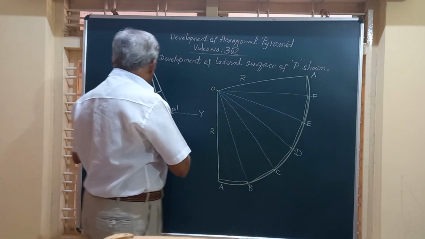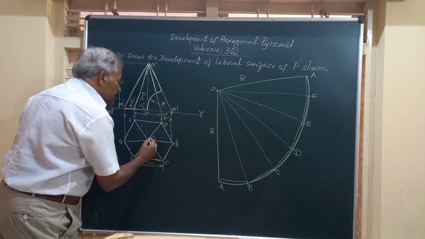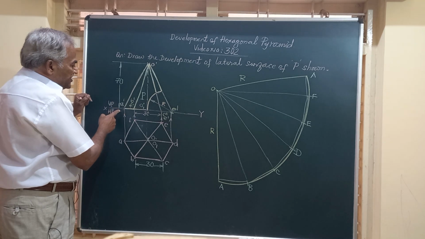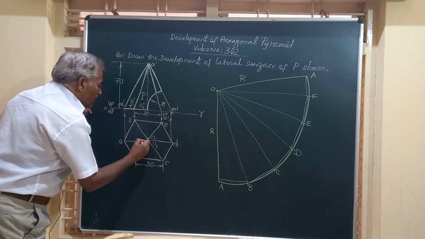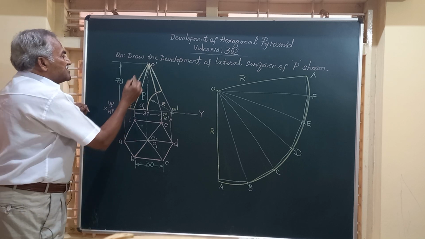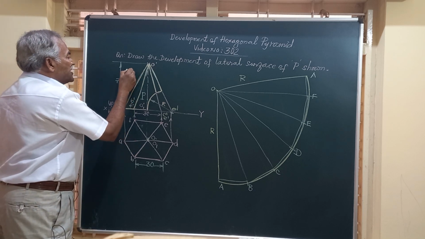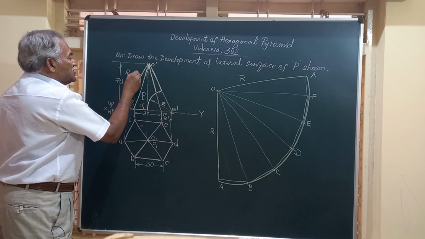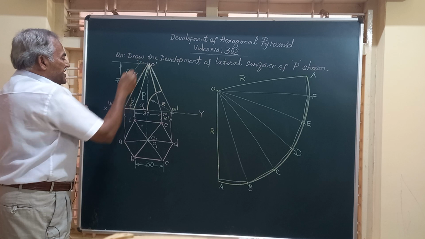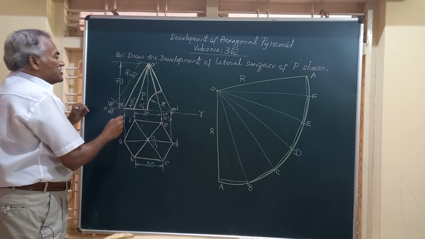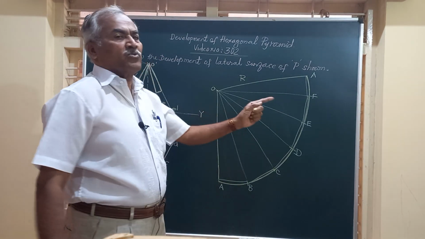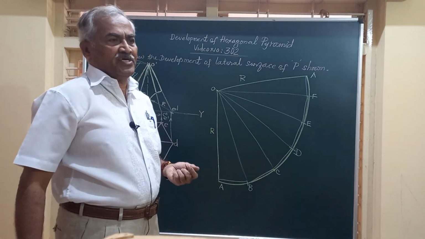OA and OA have the length equal to, because if you see the front view, you have O dash A dash, and in the top you have OA. OA is parallel to VP, and hence this represents the true length, which is represented as R. This can be obtained only after construction of this pyramid to the given scale. You will be able to obtain what is R, and that R I have shown here.